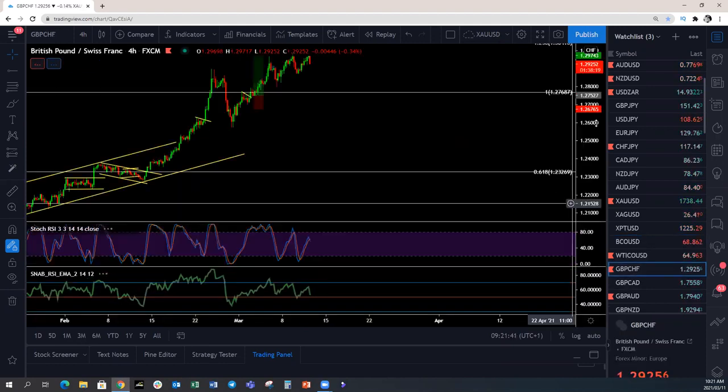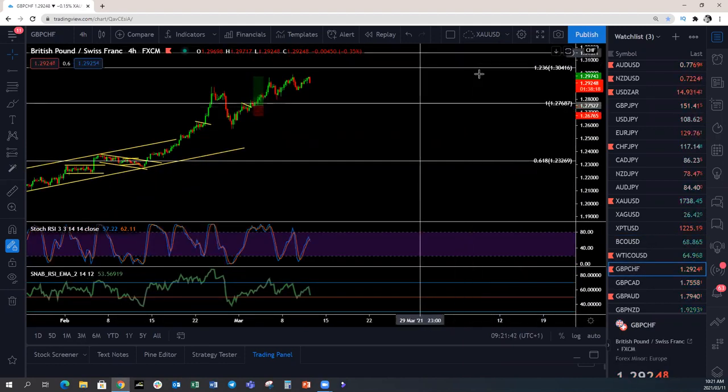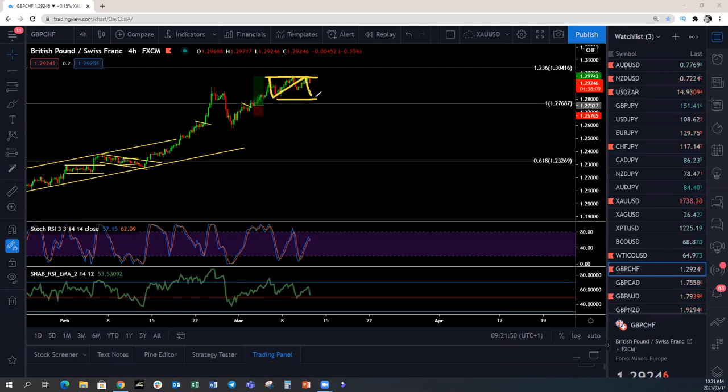Pound chief. This is a corrective structure. Looks something like this. Could be getting 1, 2, 3, and then upside. Still continuation to the upside. That pullback doesn't mean anything. That is still the correction. We'll still see a push to the upside on this one. But there's some divergence here. But divergence doesn't mean anything as long as this is above 50.